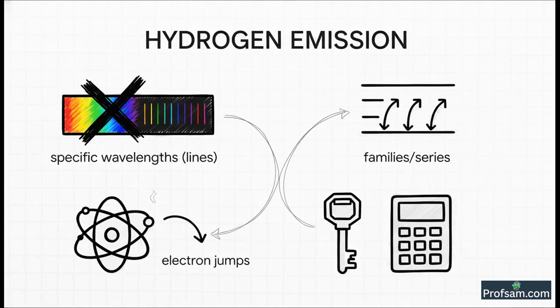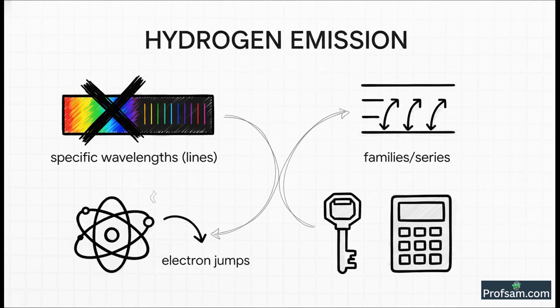Okay, so let's quickly list out the main takeaways for your notes. Ready? Point number 1. Hydrogen doesn't glow like a rainbow. It emits light only at very specific wavelengths, which we see as sharp lines. Point 2. These lines are not random. They are grouped into families or series, like Lyman and Balmer, based on which energy level the jump ends on. Point 3. Each and every line corresponds to one specific electron jump, from a higher energy stairstep to a lower one. And finally, point 4.